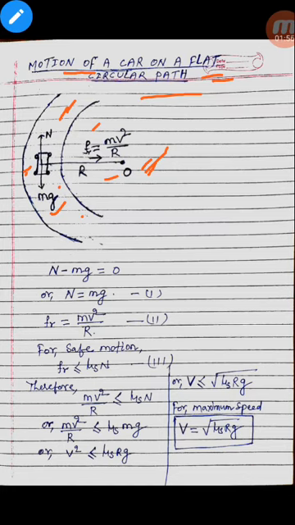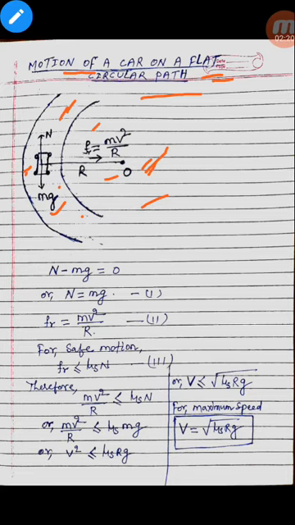So three forces act on it. One is the weight mg in downward direction, another one is the normal reaction N in vertically upward direction, and the third one is the centripetal force toward the center, and this centripetal force is provided by the frictional force acting on the car toward the center.